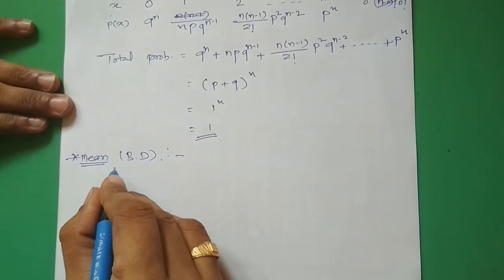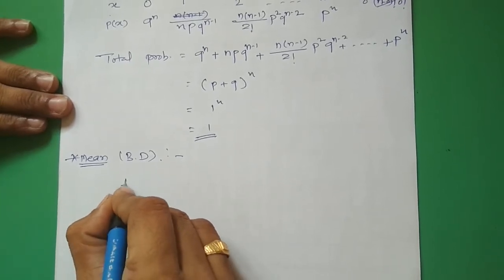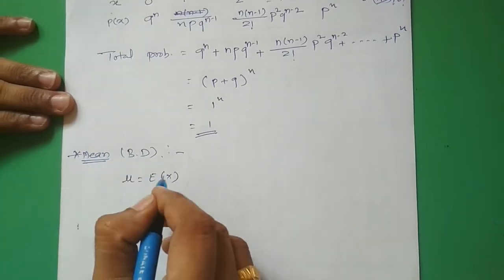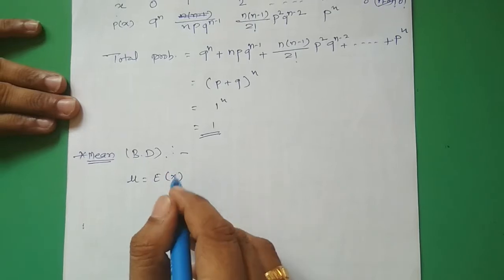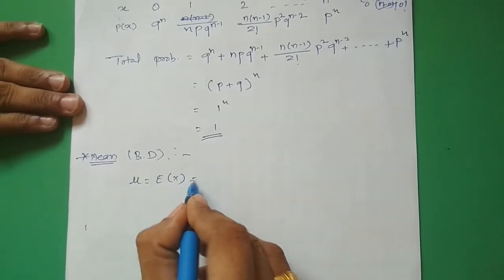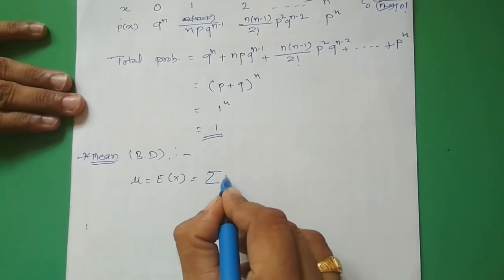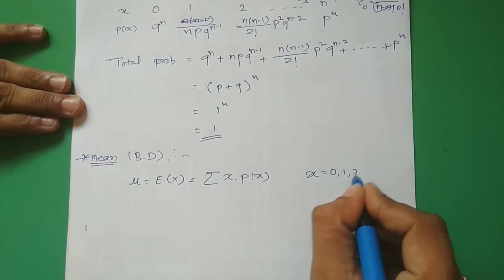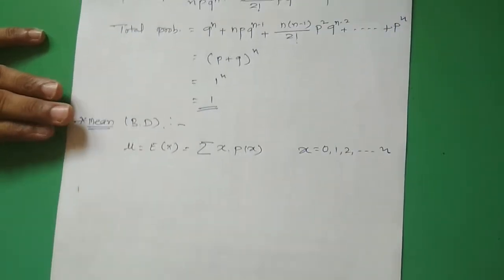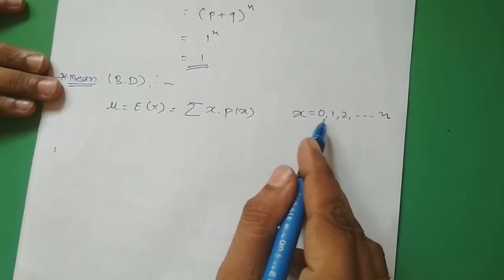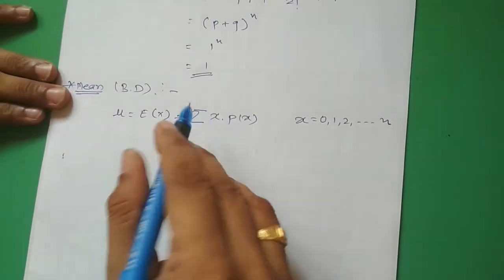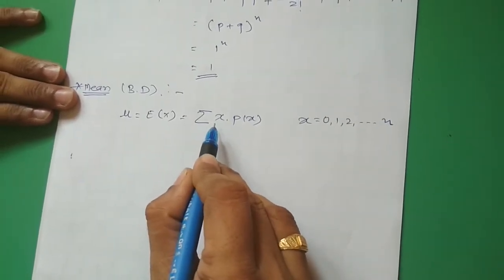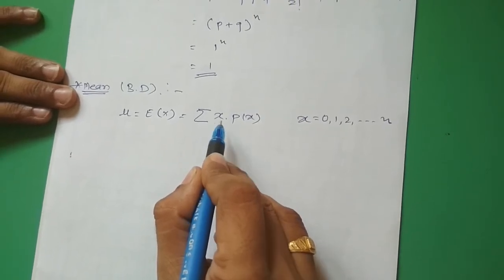So we can write down the mean using either the letter mu or E of X, where mu is used to denote the mean, and E of X is also a mean. So this is equal to the sum of x times p of x, where x can take values 0, 1, 2 till n. The mean is the sum of products of the value of a random variable with its probability.